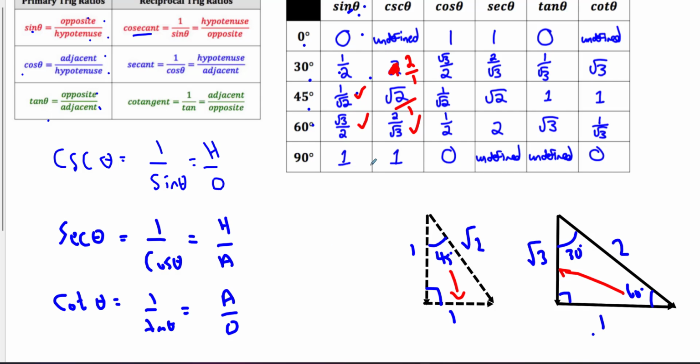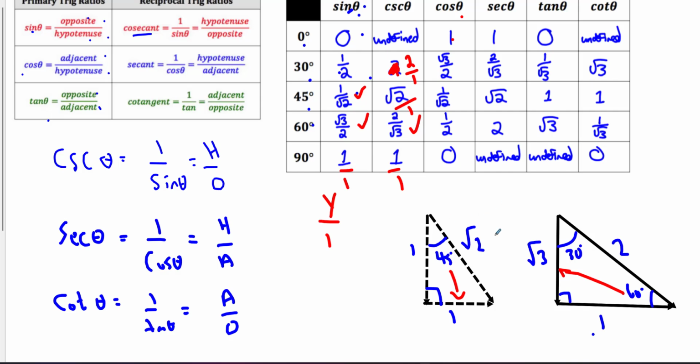Because if you look at the unit circle, y over 1, and it's 1 over 1. This is also 1 over 1. Cos of 0 is 1.